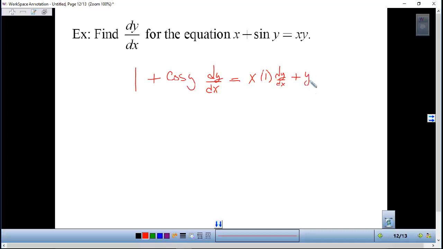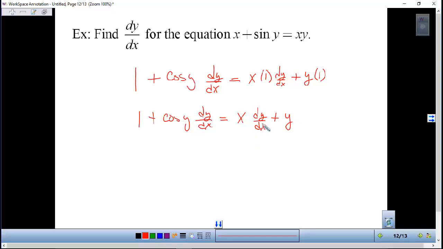plus second times the derivative of the first. Well, what's the derivative of x with respect to x? Just 1. All right, so we've got 1's in there we can get rid of. We end up with 1 plus cosine y dy dx is equal to, that x can go away, so we end up with x dy dx plus y times 1. The 1 can go away.